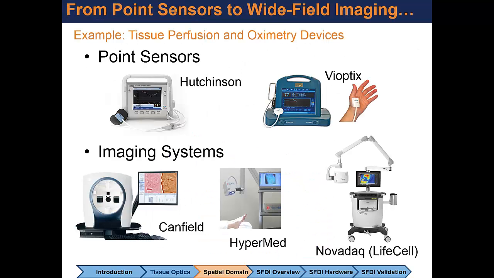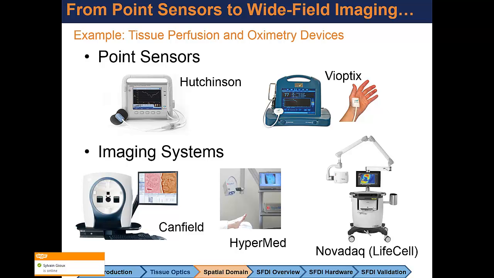Nevertheless, things have been developed that use these approaches to make real judgments of tissue perfusion in medicine. Hutchinson and Vioptics have created devices that are point probes. You can place them on the surface. They measure versus time. There's more today than there ever was, devices like this, but these were the first pioneers in that space.